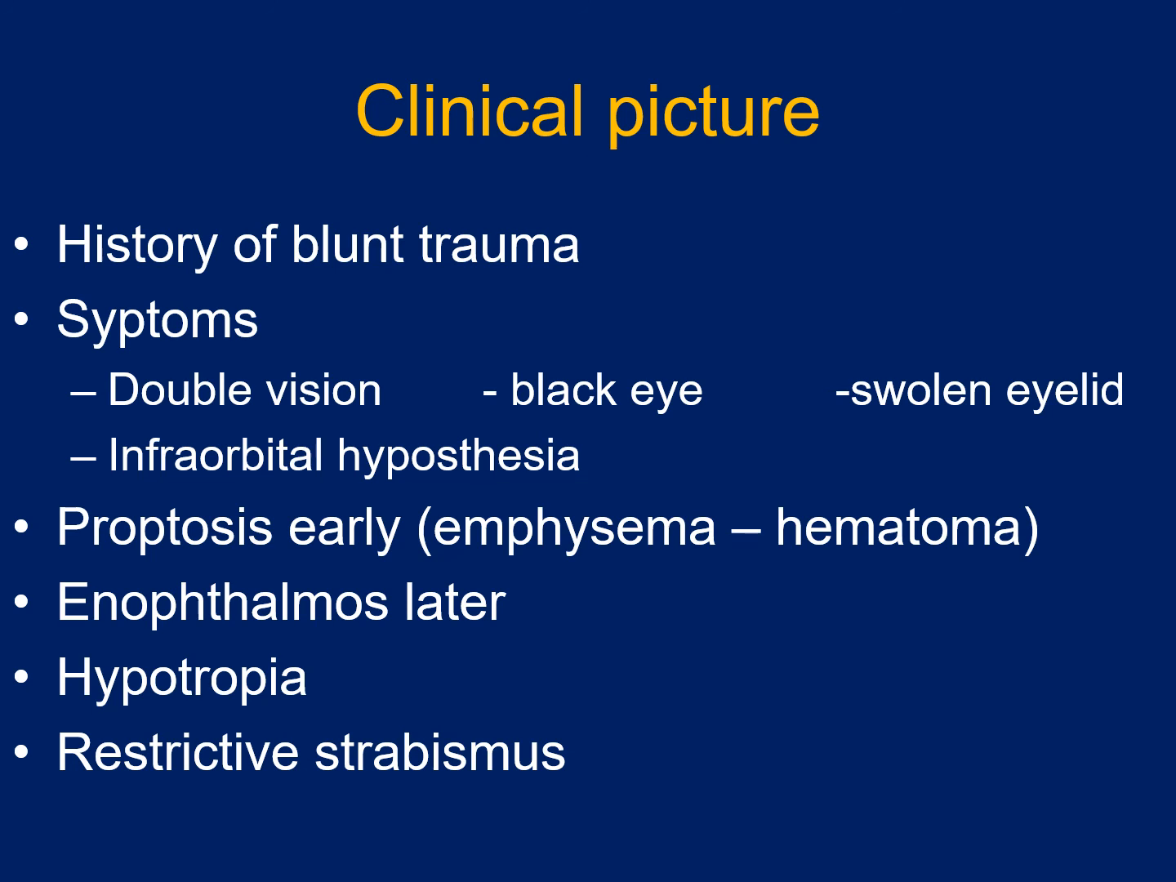Proptosis can occur initially due to surgical emphysema and retrobulbar hematoma. Later on, enophthalmos will develop. A large fracture can cause displacement of the globe or hypotropia. Restrictive strabismus may occur due to entrapment of an extraocular muscle or its surrounding fascia within the fracture site.